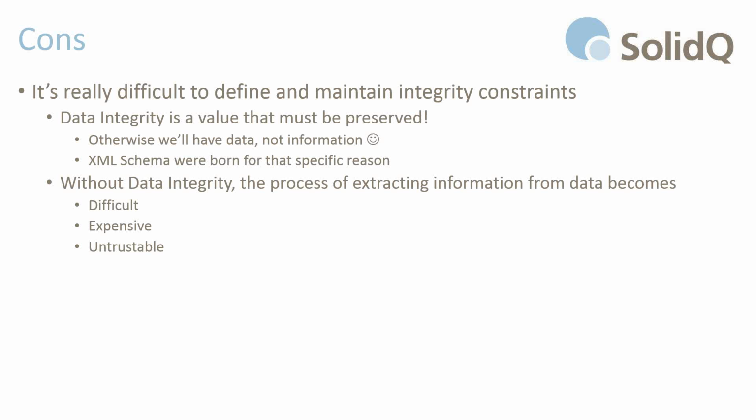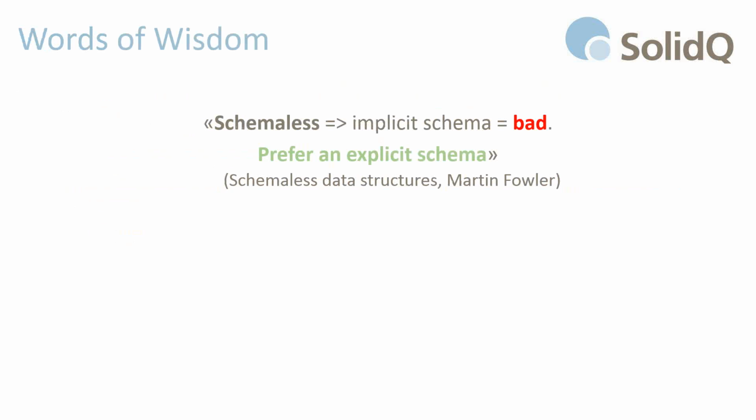So without that integrity, the process of extracting information becomes really, really difficult, really expensive, and above all, untrustable. Because if you have 3 different columns containing, let's say, the customer name, and you only know 2 of them, you are going to miss some data in your report or in your queries or whatever. So data integrity is really a value that we should be able to preserve and really take care of the preservation of integrity of our data.